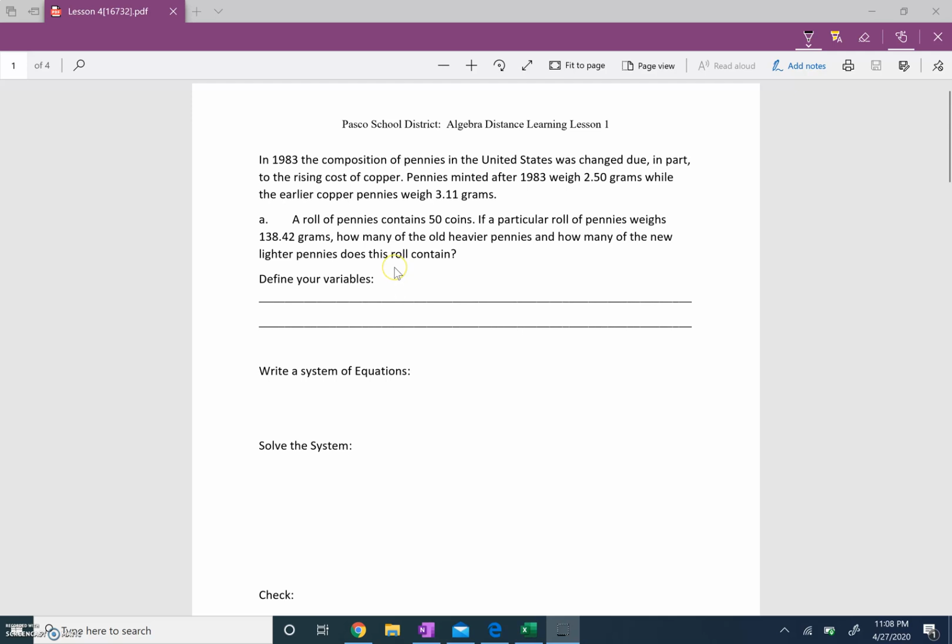If you scroll back to the top, let's jump into this. I'll read it to you. It says, in 1983, the composition of pennies in the United States was changed due in part to the rising cost of copper. Pennies minted after 1983 weighed 2.50 grams, while the earlier copper pennies weighed 3.11 grams. Part A asks you, a roll of pennies contains 50 coins. If a particular roll of pennies weighs 138.42 grams, how many of the old, heavier pennies and how many of the new, lighter pennies does the roll contain?